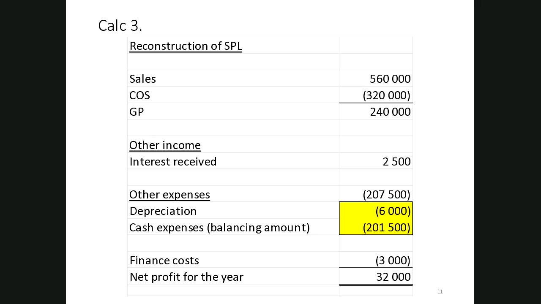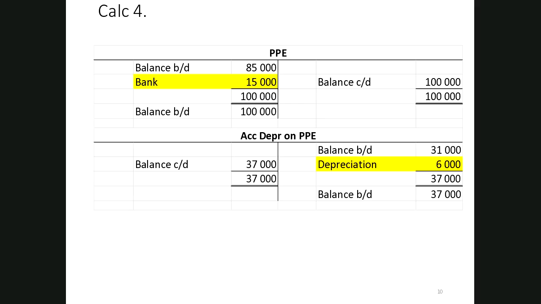I'll come back to the equipment amount now. I just want to finish the statement of profit and loss. So this accumulated depreciation was the difference between your closing balance minus your opening balance. It was depreciation for the year. So the entry would have been debit depreciation, credit accumulated depreciation.